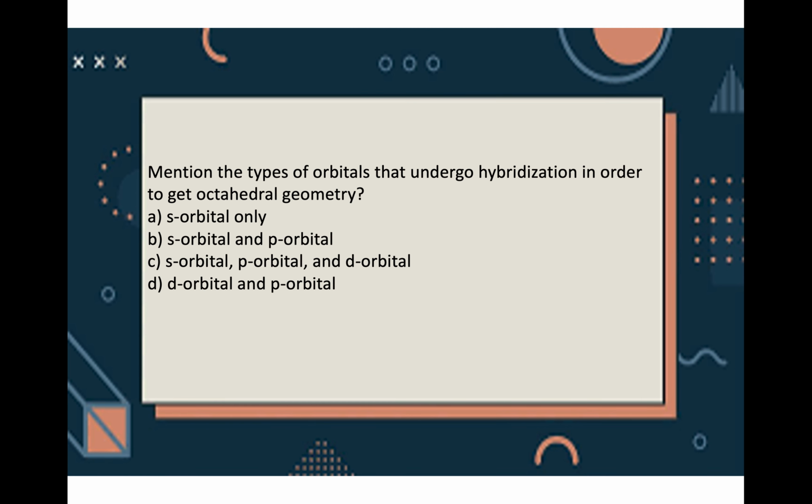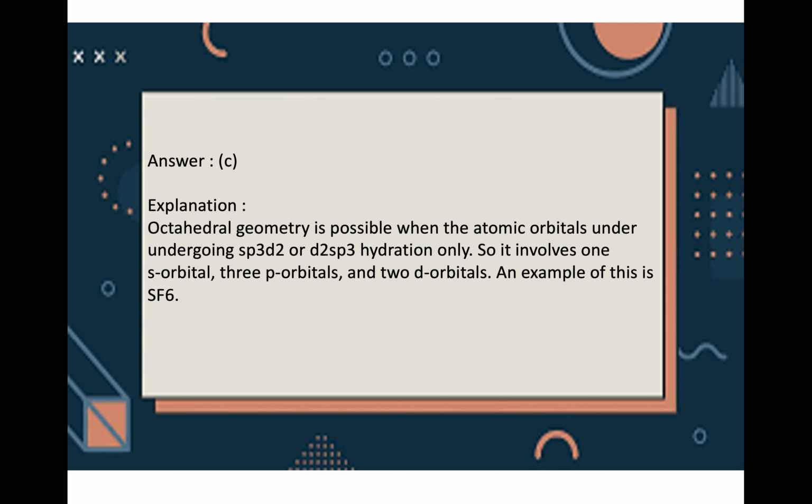What are the types of orbitals that undergo hybridization in order to get octahedral geometry? A, s orbital only, B, s and p, C, s, p and d, D, d orbital and p orbital. The answer is option C, s, p as well as d orbitals. Octahedral geometry is possible only when the orbitals undergo sp3d2 or d2sp3 hybridization. So it involves one s orbital, 3 p orbitals and 2 d orbitals. An example of this is SF6.